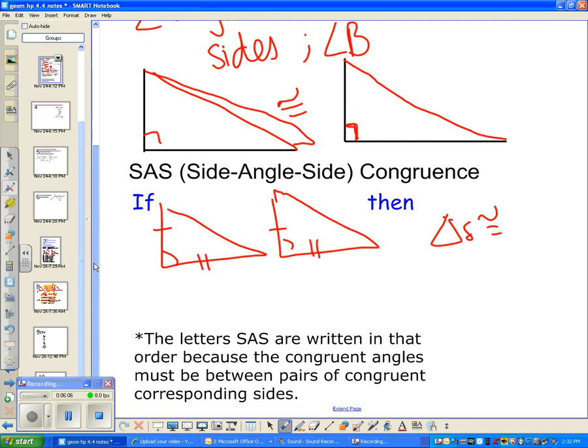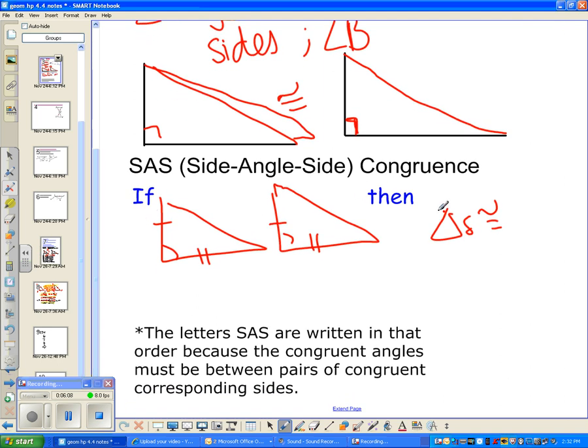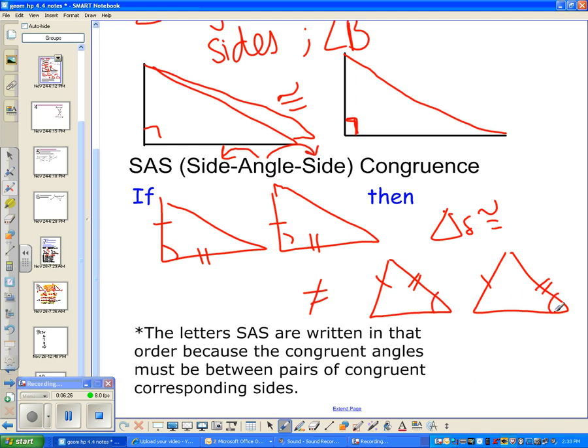Okay, and this is important. It's called SAS because that angle must be included. It must be touching those two congruent sides. It would not be okay if I gave you triangles that look like this. Let's say I had two congruent sides, there's one, and here's another angle. This angle is not the included angle. It would not make SAS. It would make something else, and we'll talk about that in class. So remember, SAS, these are not okay. The angle must be in between those two congruent sides.